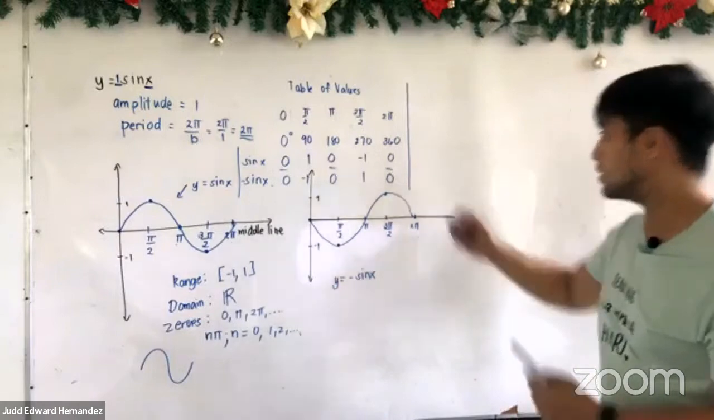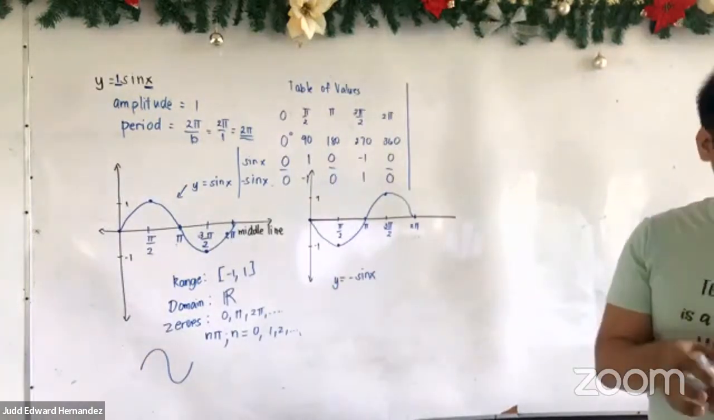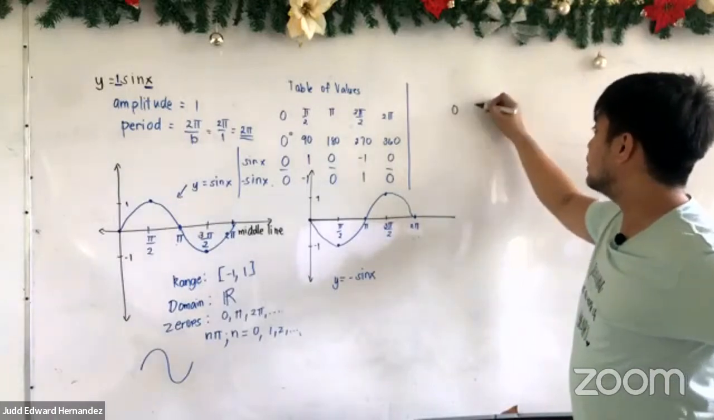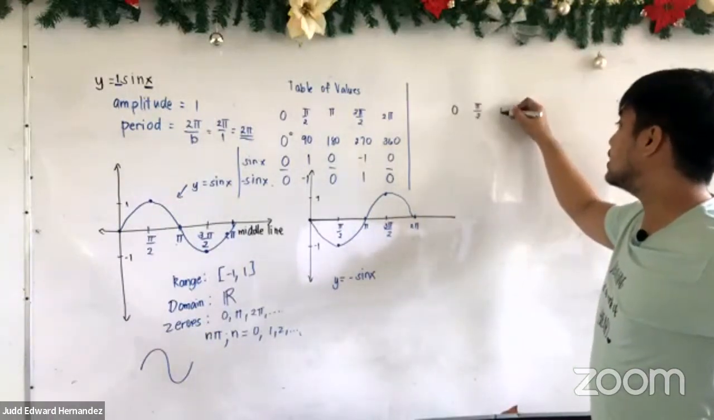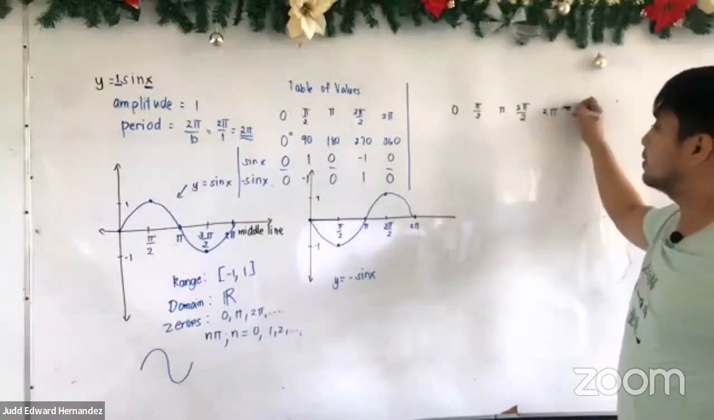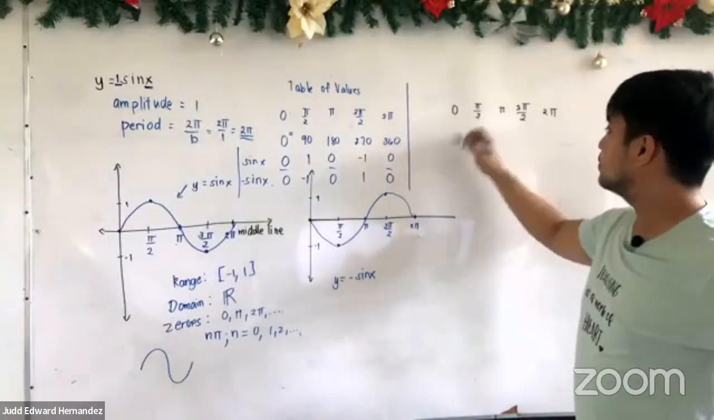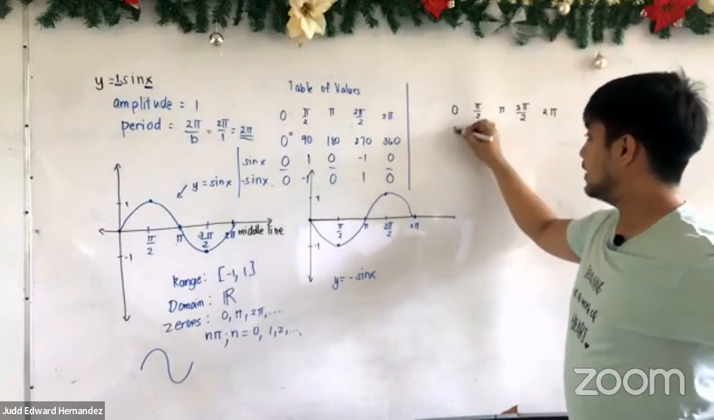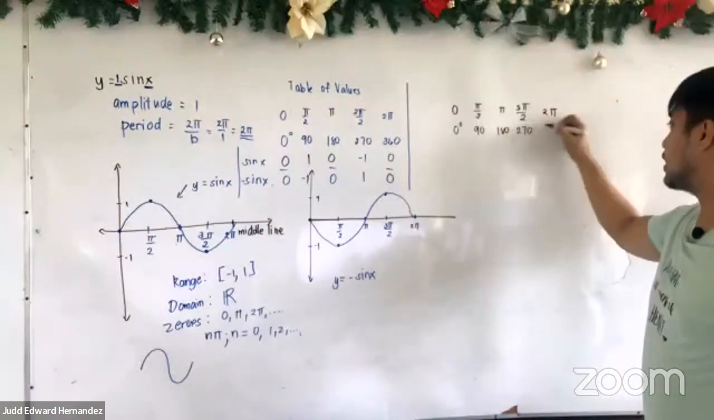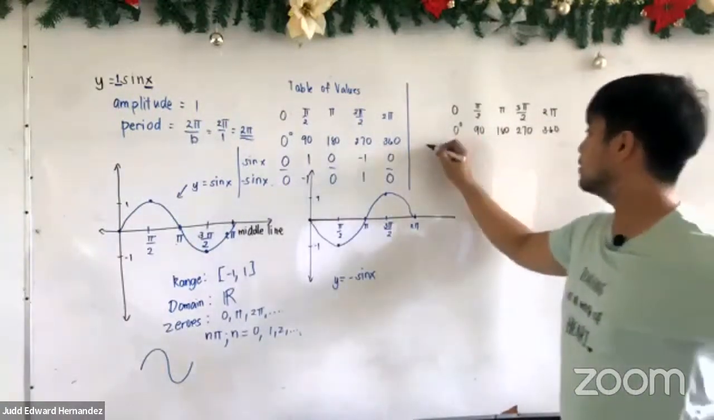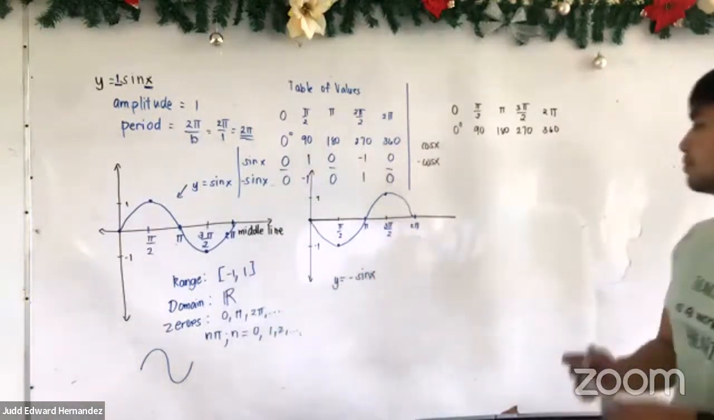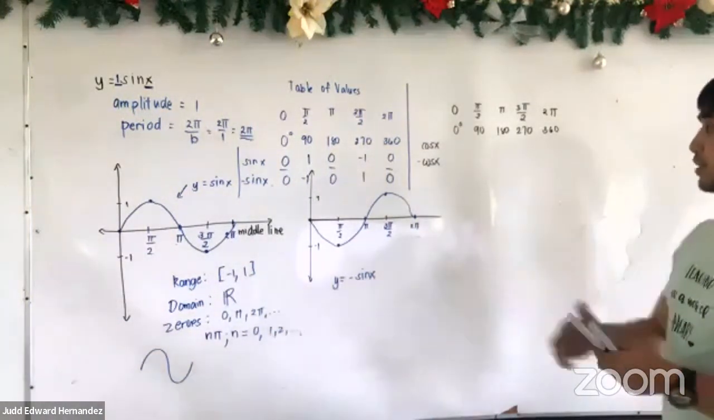Okay, sa cosine naman tayo. Lagay na din natin yung table of values for cosine. Okay, this is 0, this is pi over 2, this is pi, this is 3 pi over 2, this is 2 pi. Lagay na din natin yung degrees para hindi kayo malito. Para dire-diretso tayo. So, sabihin natin, this is cosine of x. This is negative cosine of x.